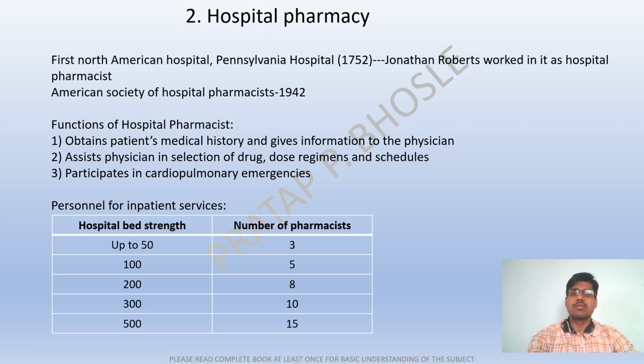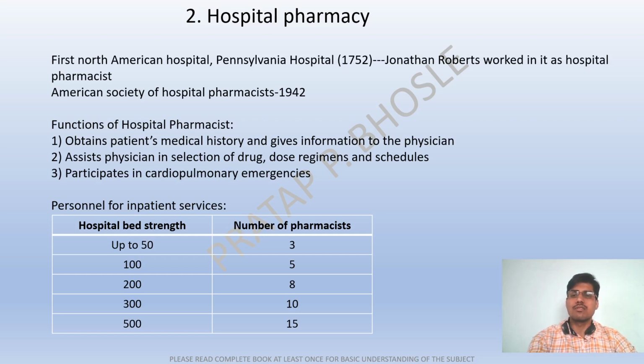Then the second chapter is the hospital pharmacy. The first North American hospital, the Pennsylvania Hospital, was founded in 1752. Jonathan Roberts worked in it as a hospital pharmacist, so he may be called the first pharmacist. The American Society of Hospital Pharmacists was founded in 1942.